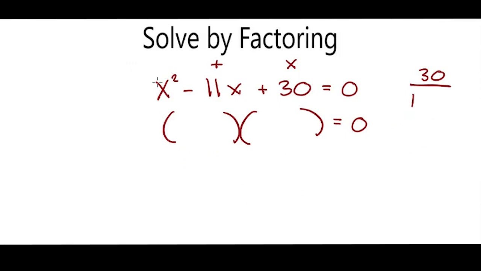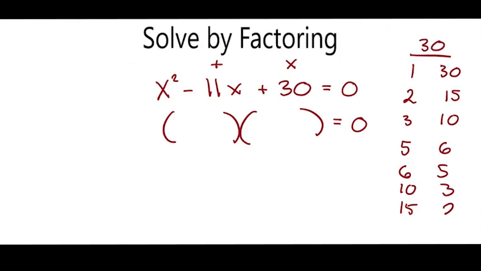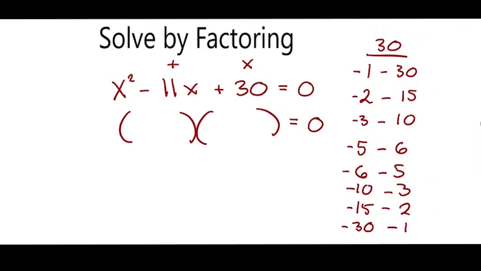So first I will find my factors of 30. So that is 1 and 30, 2 and 15, 3 and 10, 5 and 6, 6 and 5, 10 and 3, 15 and 2, 30 and 1. Well, like I said, the numbers both have to be negative, so I'll make them both negative. Make a little more room here. Well, negative 1 minus 30 is negative 31.